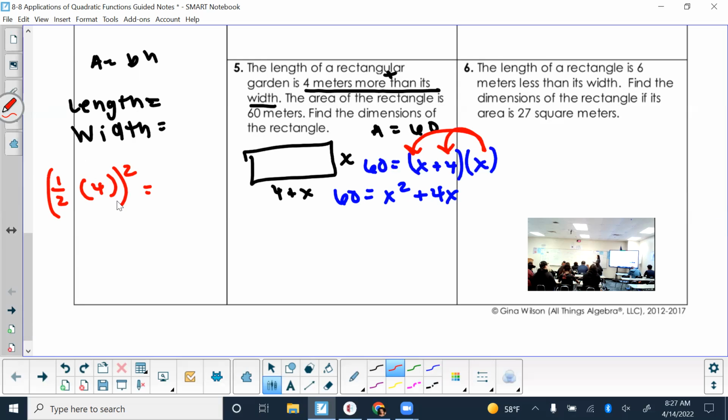So what's half of 4? And what's 2 squared? 4. And then you take that 4 and you add it to both sides. What's 60 plus 4? 64. And then on the right side, I now have a perfect square trinomial. So we solve, well, we factor that.